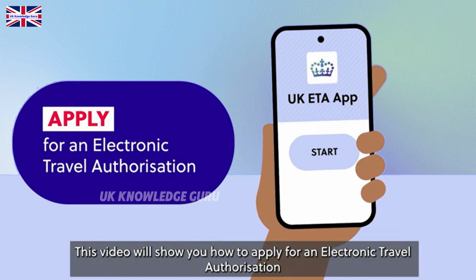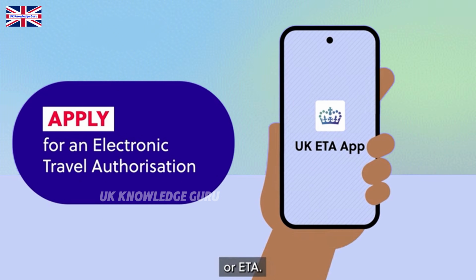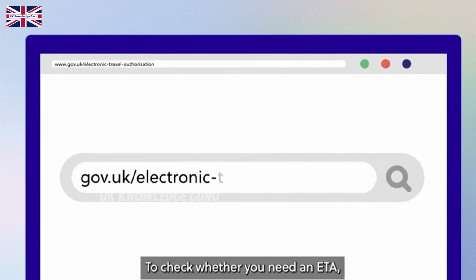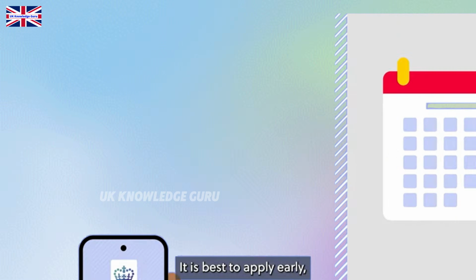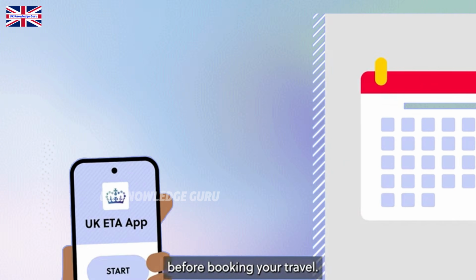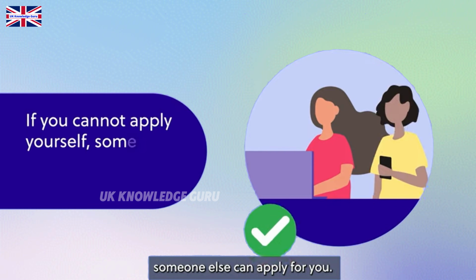This video will show you how to apply for an Electronic Travel Authorization, or ETA. To check whether you need an ETA, go to gov.uk/electronic travel authorization. It is best to apply early, before booking your travel. If you cannot apply yourself, someone else can apply for you.